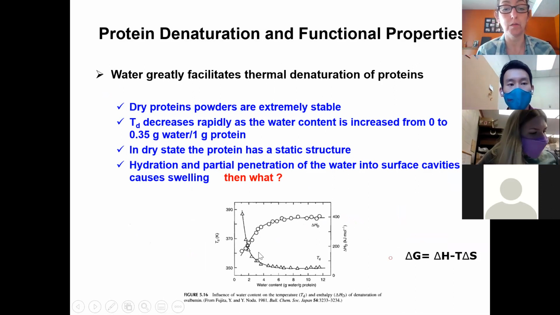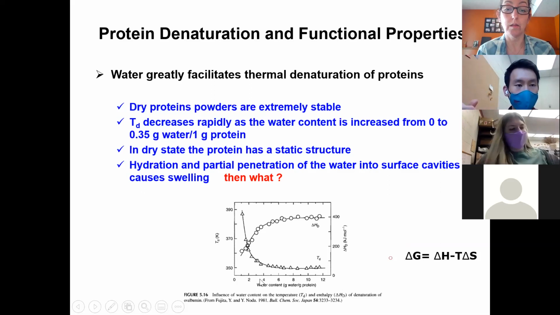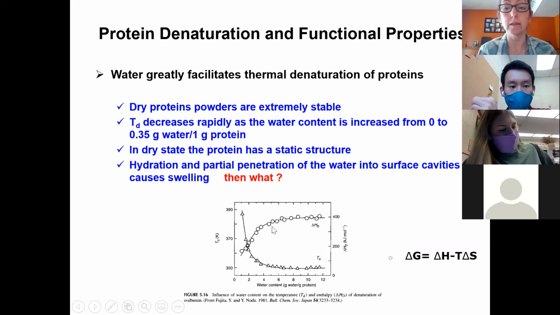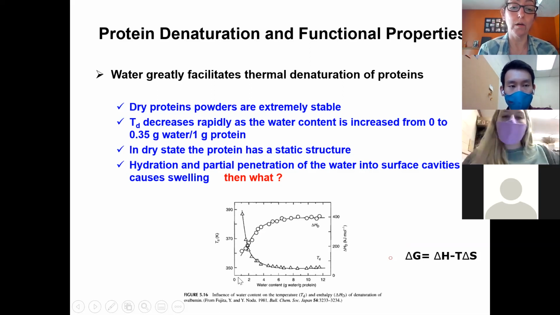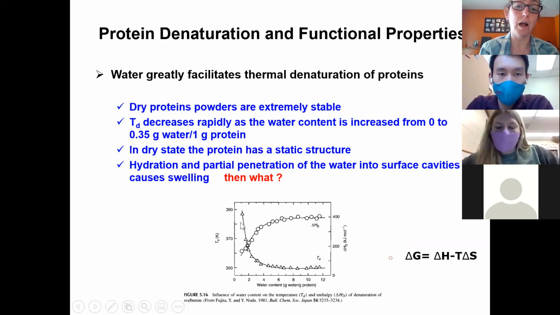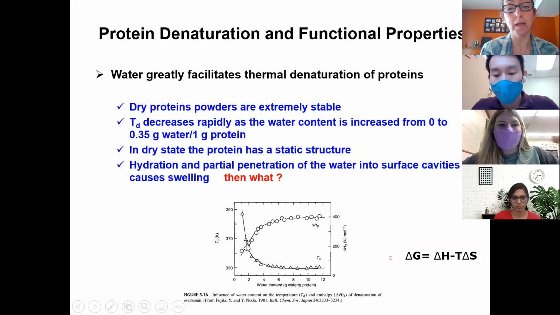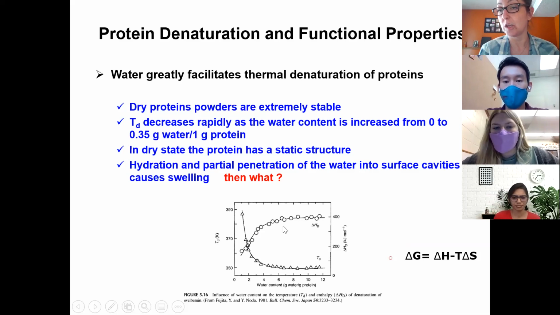So if we look at this diagram down here, we have water content on the x-axis, and temperature of denaturation on the y-axis. And here we have the change in enthalpy. With a very low water concentration, you get a very high denaturation temperature. As you increase the water, you can see a dramatic decrease in denaturation temperature, accompanied by an increase, obviously, in enthalpy. The change in enthalpy is high.